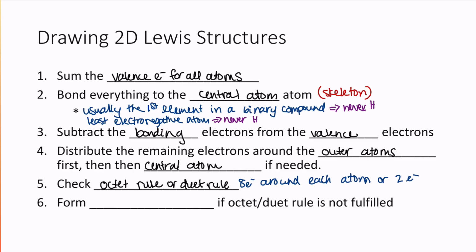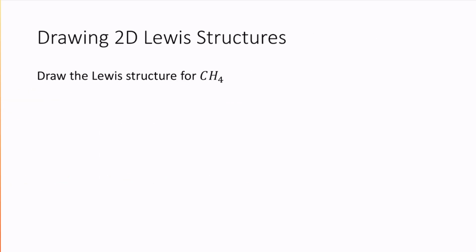And then you can form double or triple bonds if the octet rule or the duet rule is not fulfilled. So if you get to step 5 and everything looks good, just stop. You don't have to do step 6. If you get to step 5 and the octet rule is not fulfilled, then you can move on to step 6. Let's get some practice.